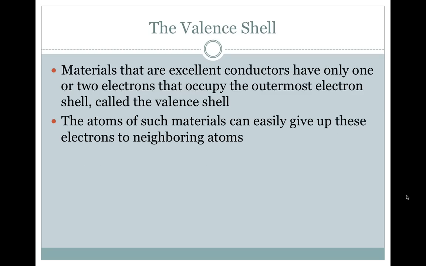The valence shell. Materials that are excellent conductors have only one or two electrons that occupy the outermost electron shell, called the valence shell. The atoms of such materials can easily give up these electrons to neighboring atoms.